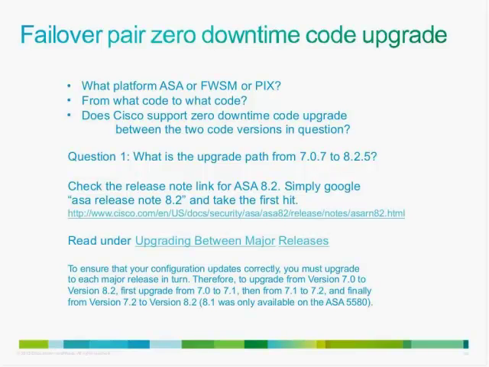I'm going to upgrade my ASA from 7.0.7 to 8.2.5. So is this supported for zero downtime, or what is my upgrade procedure? To find out the answers for that, you can simply Google what I said here within quotes and take the very first hit. The code that you're going to is 8.2.5. So everything will be documented in the release note link for ASA 8.2 code. If you read in that link, it clearly tells you what code from and to that you can upgrade.